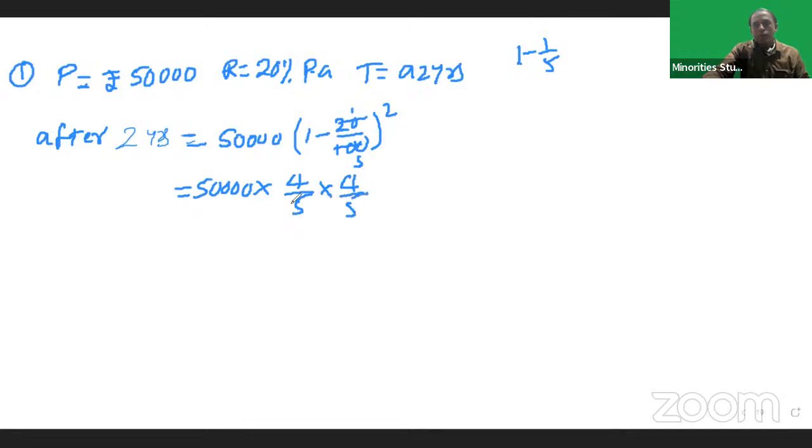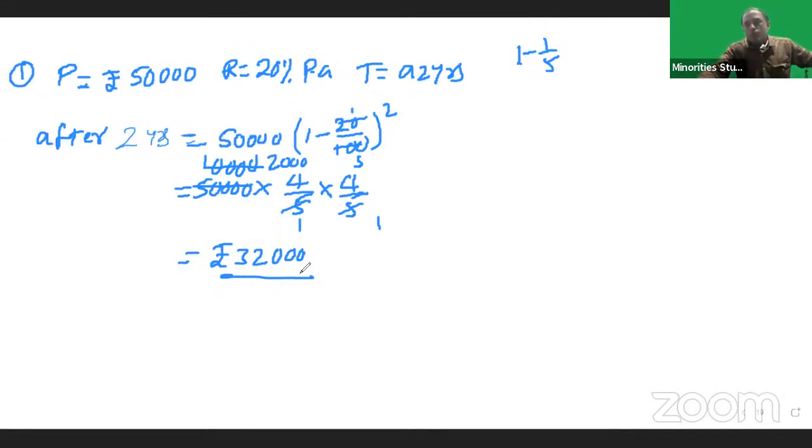Time 2 times, right? 4 by 5 into 4 by 5. Now 5 ones are 5, 1, 2, 3, 4 zeros. Again 5 ones are 5, 5 twos are 10, 3 more zeros. Now 4 into 4 is 16, 16 into 2 is 32. So the machine value after 2 years will be 32,000 rupees.